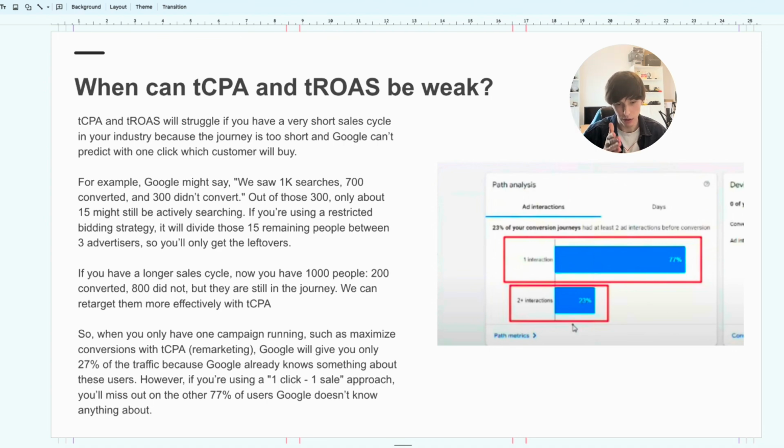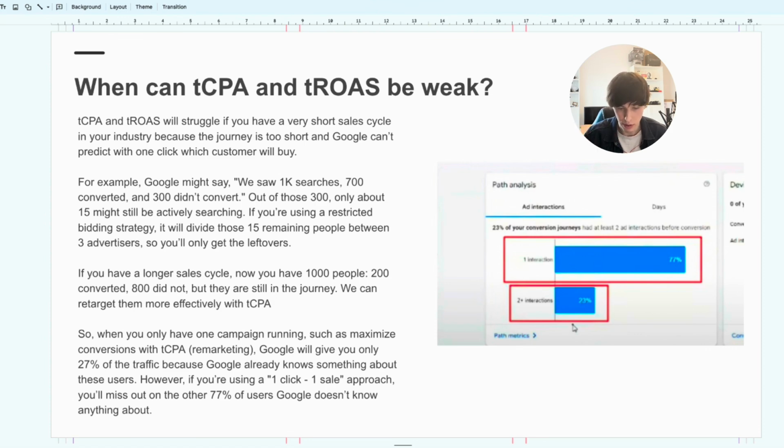And here, for example, you can look at your past analysis, and you can see that we have 77% of people who convert with one click, and 23% who needed 2+ interactions to convert.